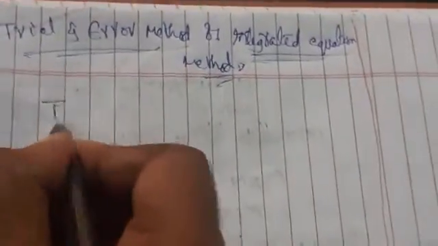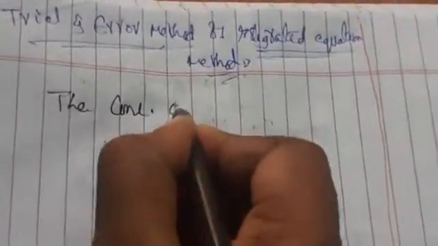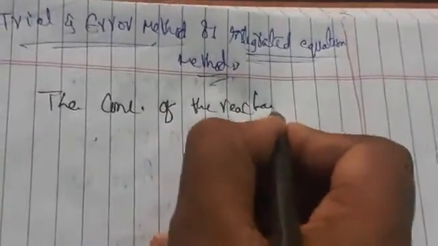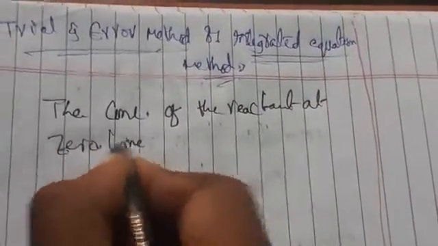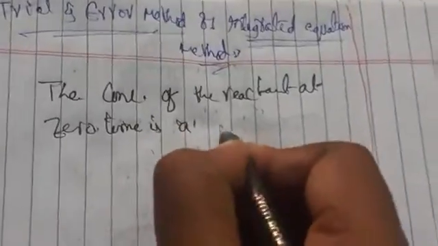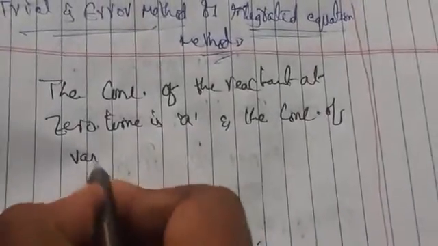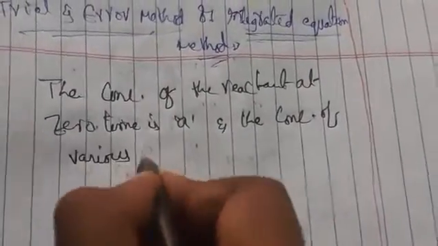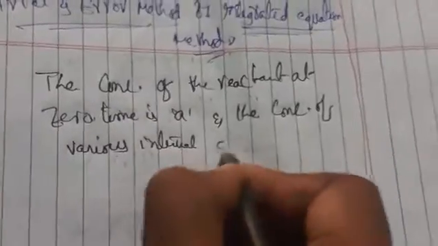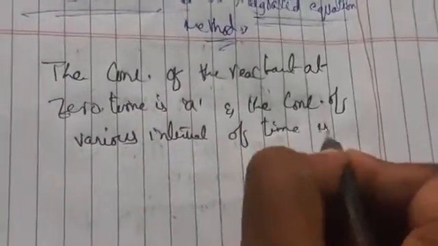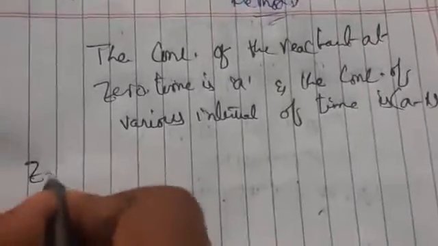So here, for example, the concentration of the reactant at zero time is A, and the concentration at various intervals of time is A minus X. Okay, so for zero order, how are we getting it?